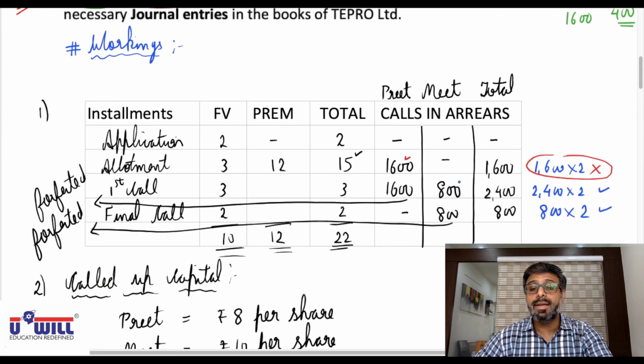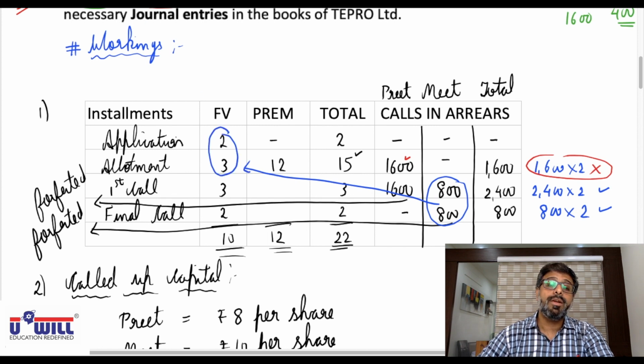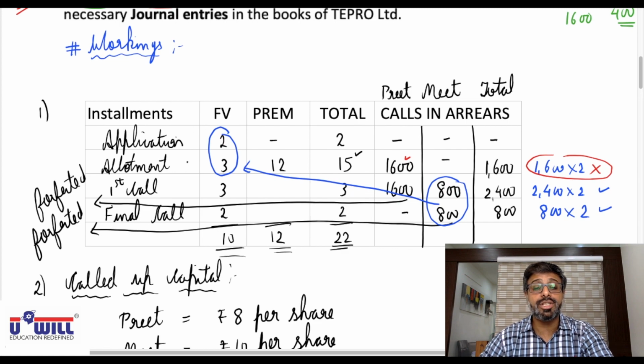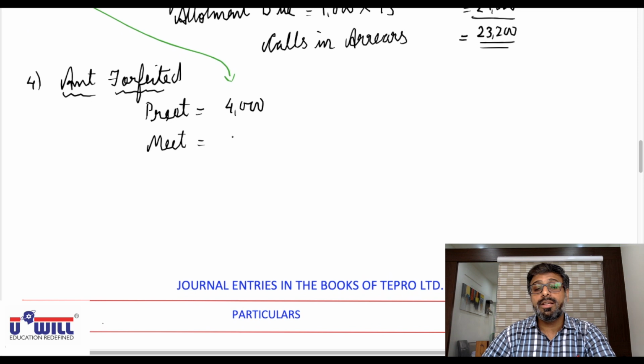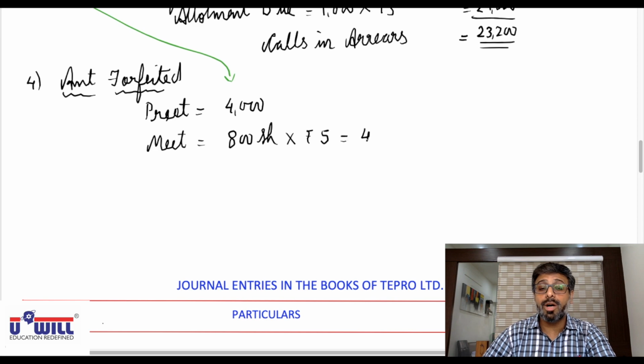So for Meet, 800 into, cross multiply, 2 plus 3, 5. Okay, Meet has not paid first call and final call, which means he has paid application and allotment. So 2 plus 3, 5 rupees he has paid. So 800 shares into 5 rupees, 4,000.